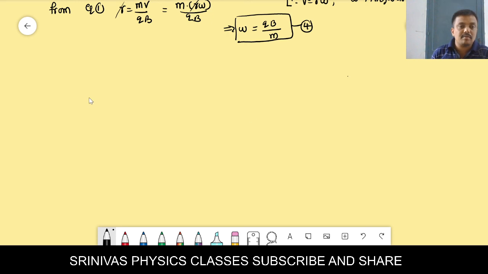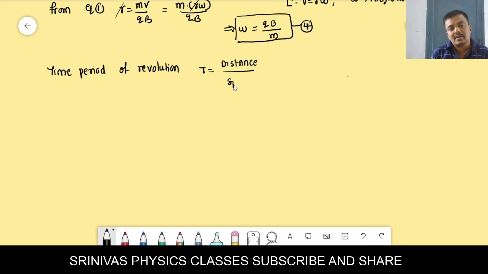And let's go for the time period of revolution. The charge is moving in the circular path. What is its time period? Time period is equal to distance by speed. The charge is moving in a circular path. Time period means time for one rotation. In one rotation, how much distance can it travel? 2 pi r. What is the speed? v.